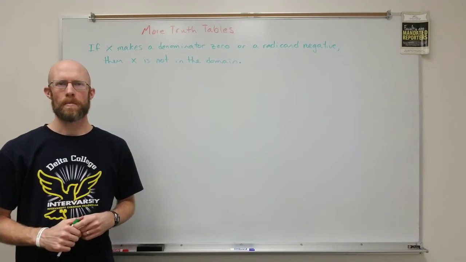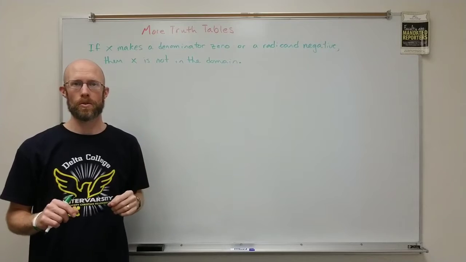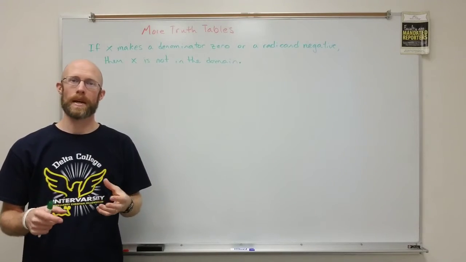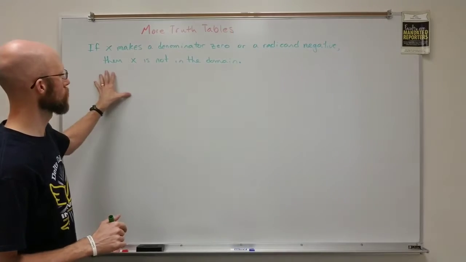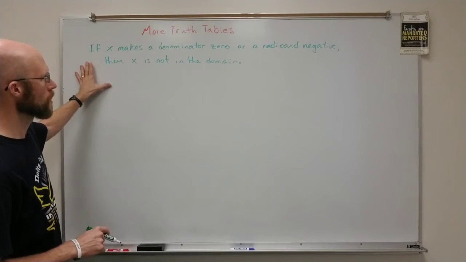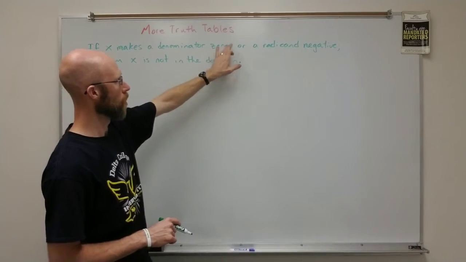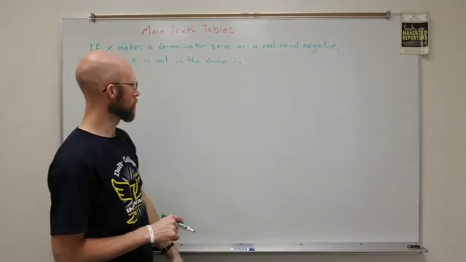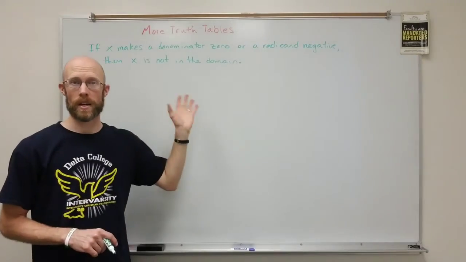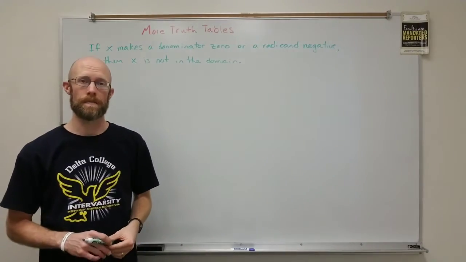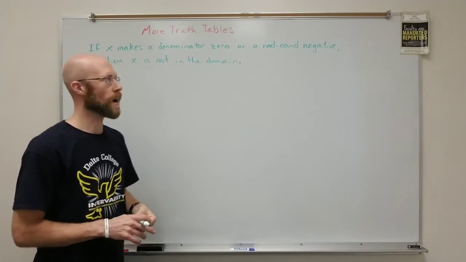Now let's try an example where we translate an English sentence into symbolic form and then build a truth table off of that, okay? So the first thing I have here is a statement: if x makes a denominator 0 or a radicand negative, then x is not in the domain. Now this is actually a theorem in algebra, it could be seen as a theorem.